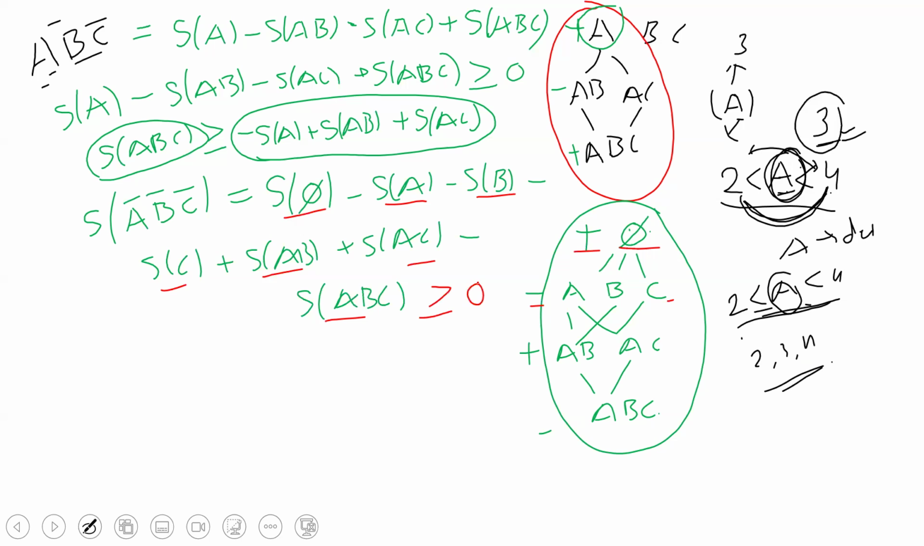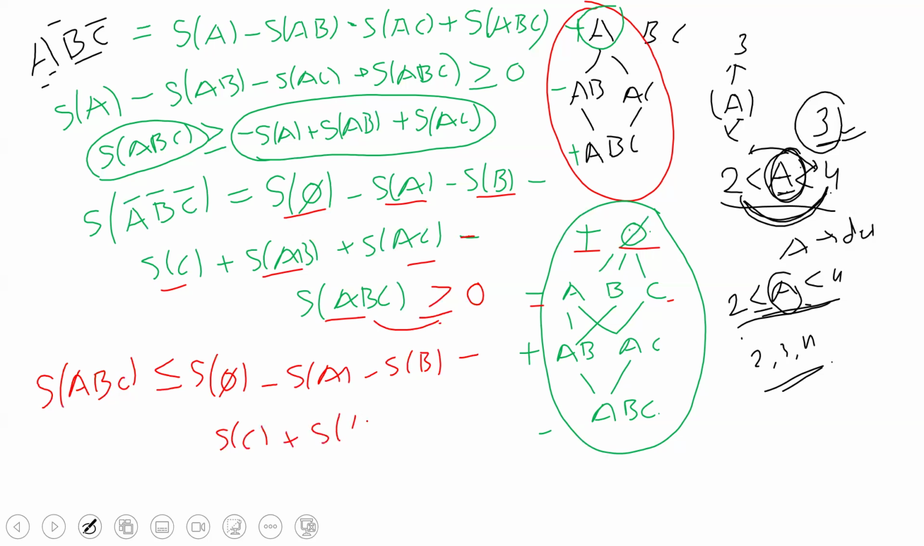Now, if I move everything onto the other side, or else just move this minus S of ABC to the other side, that becomes S of ABC is less than or equal to. Minus becomes positive when it goes to that side. So write everything on the left-hand side now: S of pi minus S of A minus S of B minus S of C plus S of AB plus S of AC, right? So that is how you have written everything.